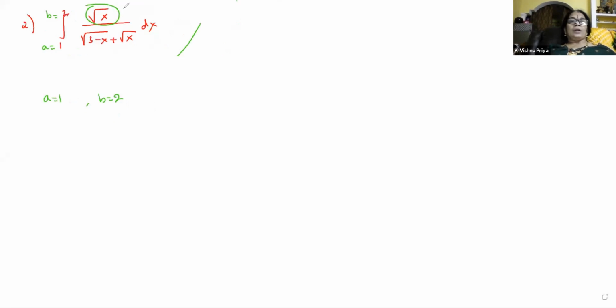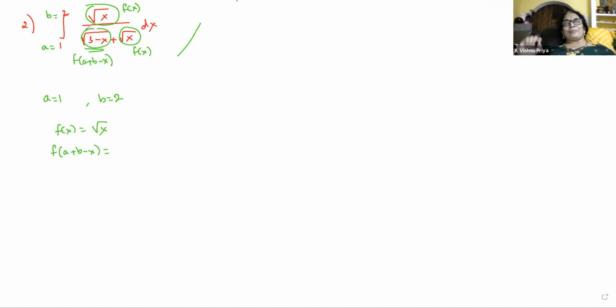So square root of x I will take as f of x. f of x is square root of x. So down also I have square root of x. This is also f of x. But what is the square root of 3 minus x? That is a puzzle for me. So I'm thinking about square root of 3 minus x. For that I will take f of a plus b minus x and see whether this is f of a plus b minus x or not.